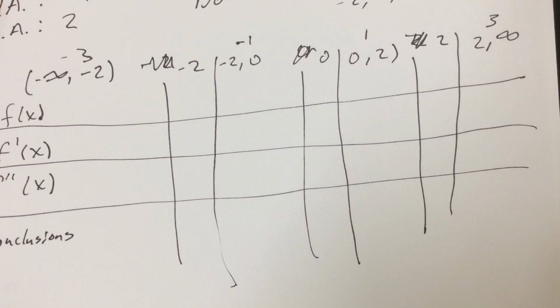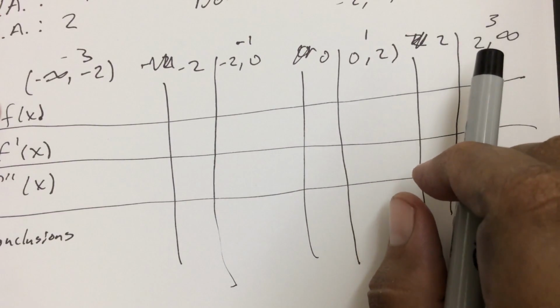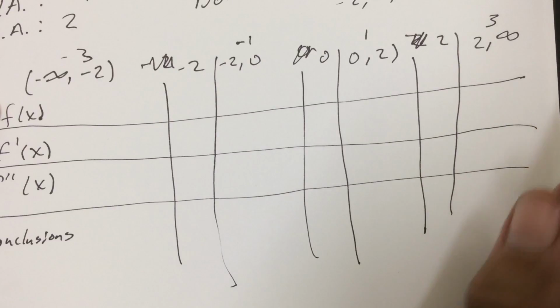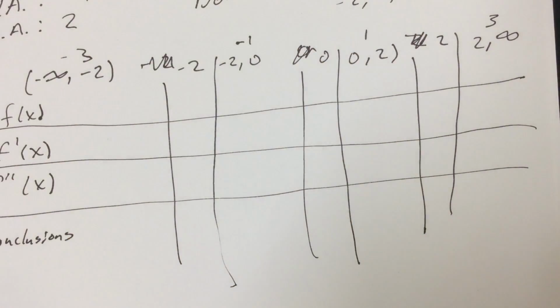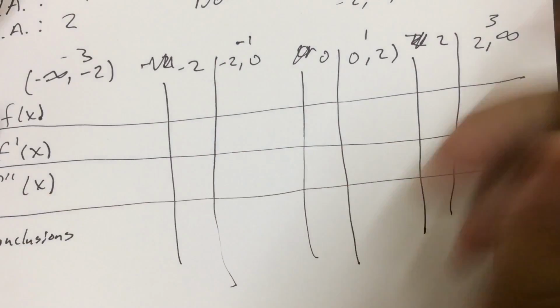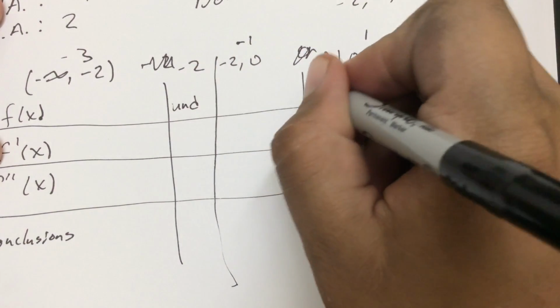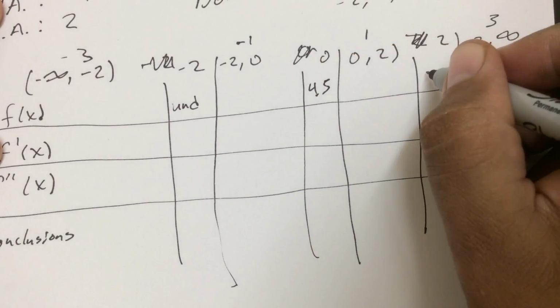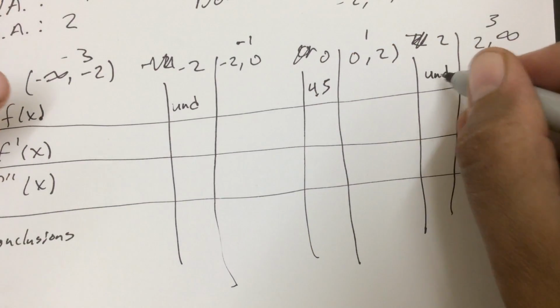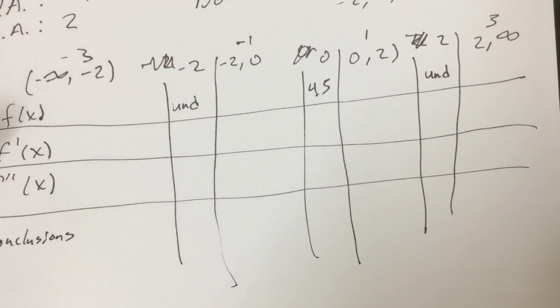So here's what we get, and I'm going to fill this in according to my calculator. The only thing we need to worry about is what is at each one. If it's an error, that's undefined. So we're undefined. At 0, we get 4.5. And at 2, we're undefined. We should be, because those are vertical asymptotes.